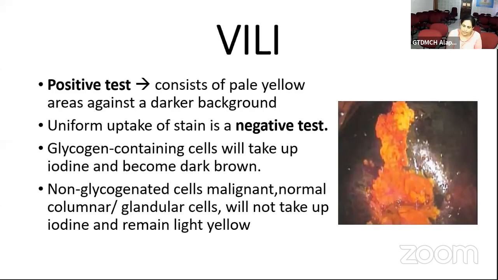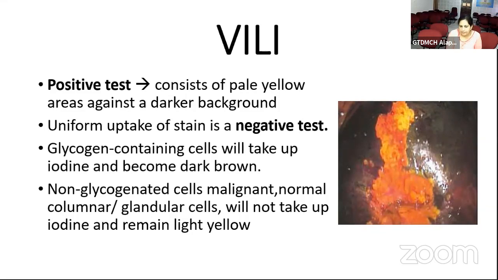VILI means visual inspection after Lugol's iodine application. Similar to visual inspection after acetic acid, you place the patient in the lithotomy position, paint the cervix with Lugol's iodine, wait for 1 minute, and see the changes. A positive test consists of a pale yellow area against a dark background.